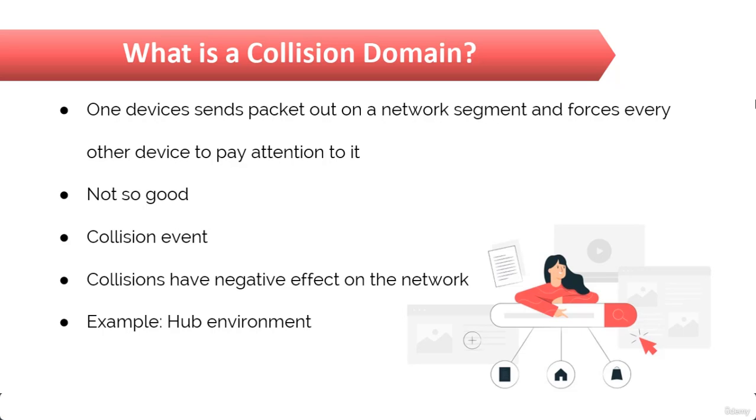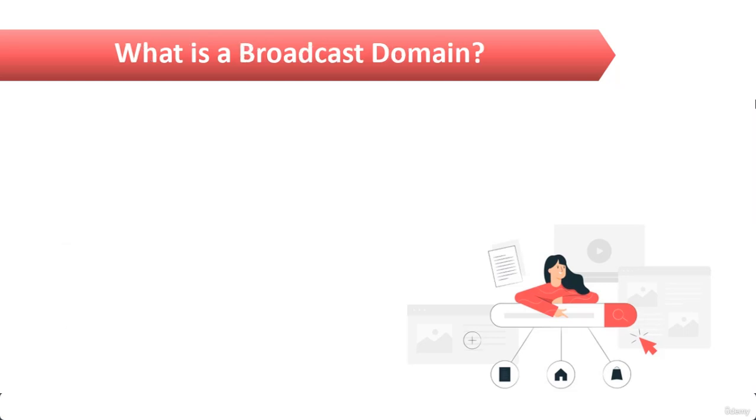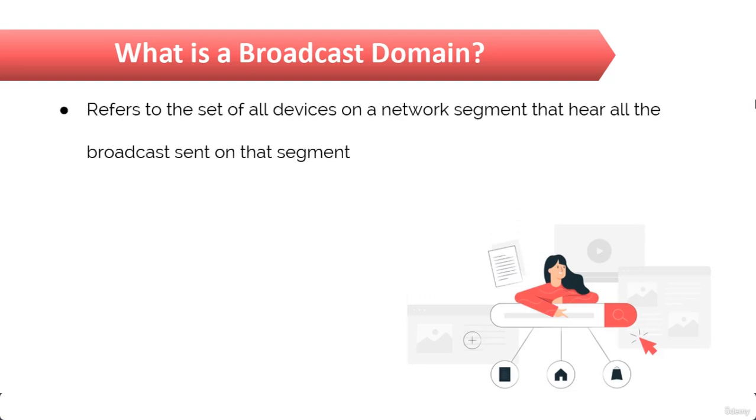This begs the question, now what is a broadcast domain? Well, here's the answer. Now listen to it very carefully. A broadcast domain refers to the set of all devices on the network segment that hear the broadcast sent on that segment. For example, if you have a group of 5 friends and all of the 5 friends are engaged in a WhatsApp group, when you send a message to that single particular group, each and every one of the other 4 members receives that message. So in short, that message acts as a broadcast message.